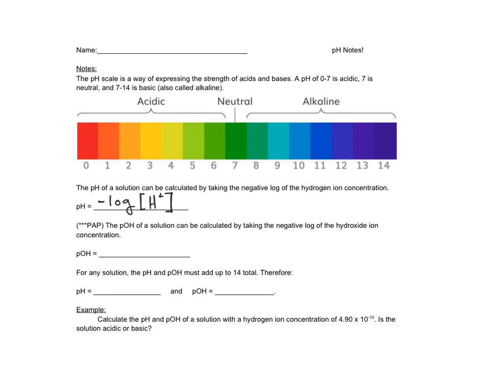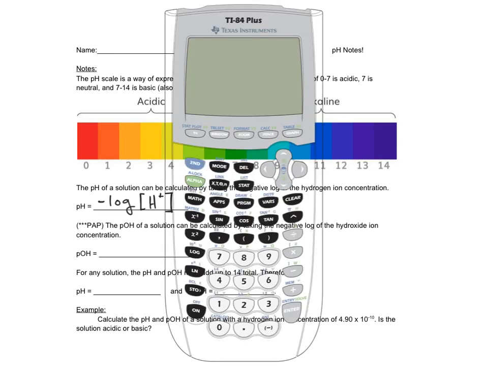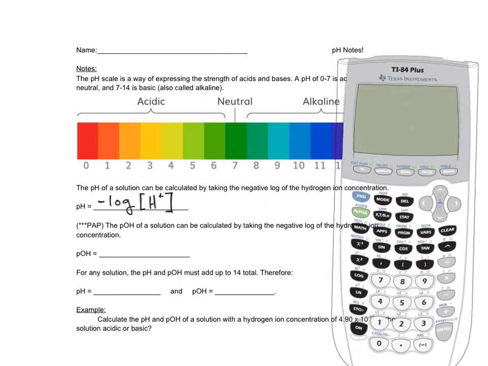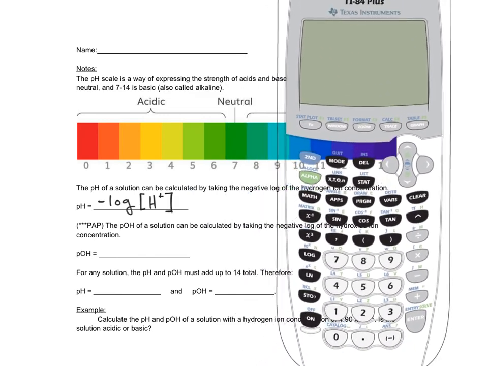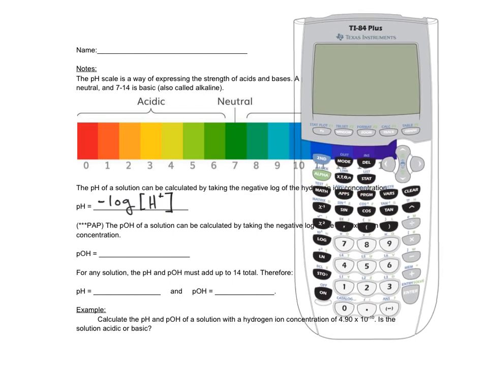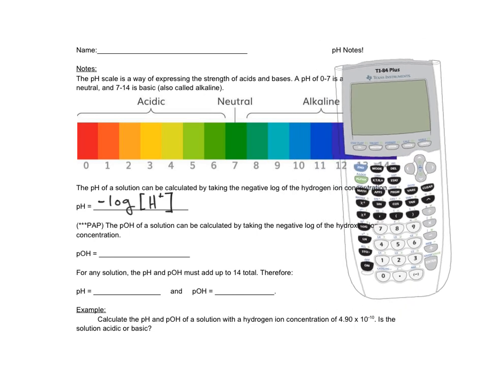Now, to do a logarithm, really all you need is a calculator, and your phone calculator usually has a logarithm if you turn it sideways, but I'm going to be showing you the TI-84 here. The TI-84 has a logarithm button on it, right here where it says log. So you type your negative first, then hit the log button and type in your given hydrogen ion concentration for a question, and it'll pop your pH right out, easy as pie.